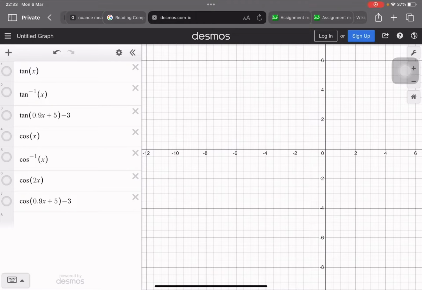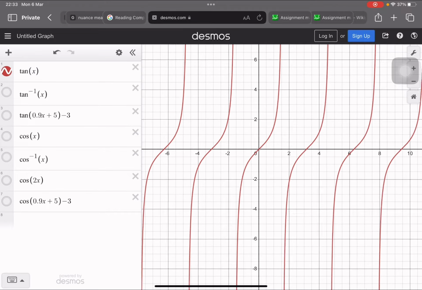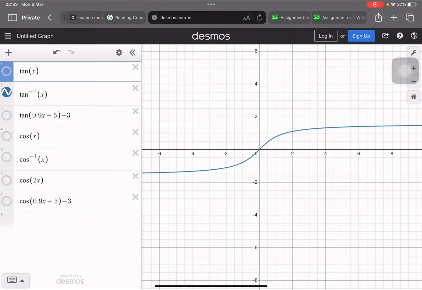Let's go. Here we will explain the tan and cos graphs in our design. So here is the tan graph. Here is 0.9x plus 5 minus 3. 0.9 means its width, plus 5 means it is shifted horizontally, and the minus 3 is vertically shifted. Here is a tan inverse graph.